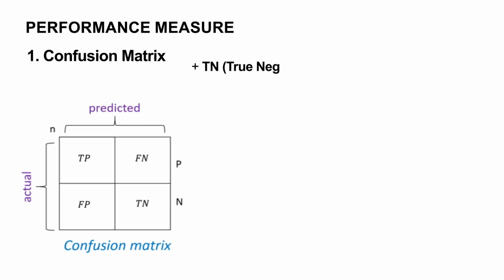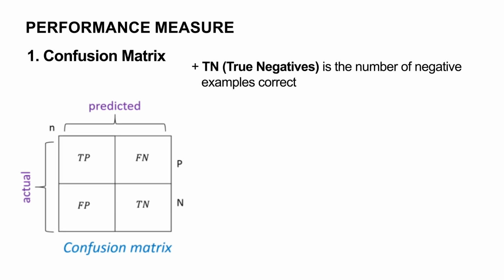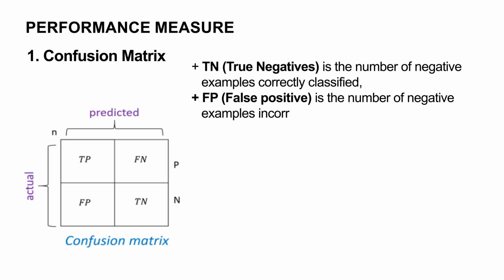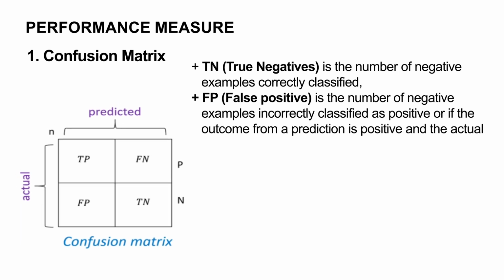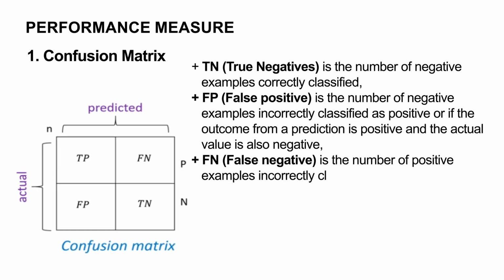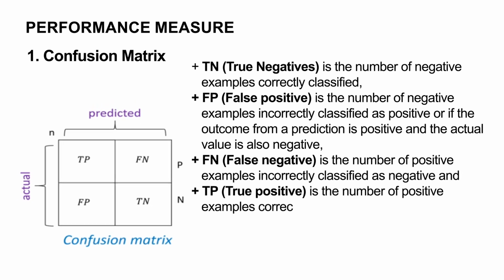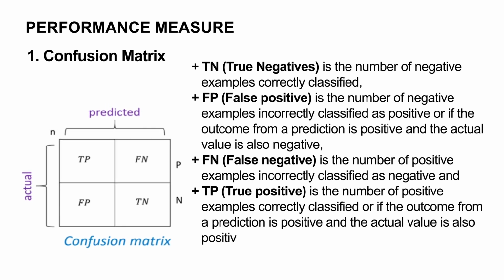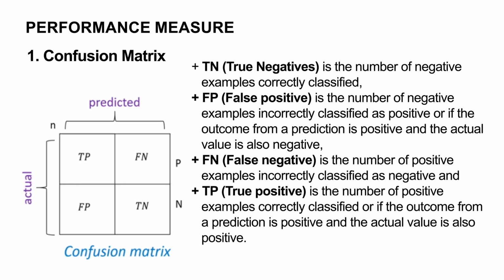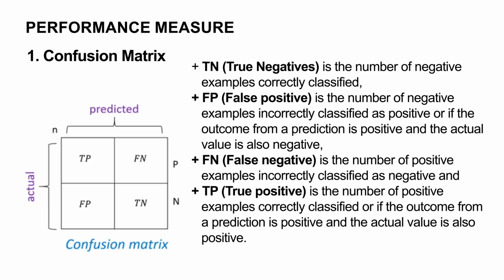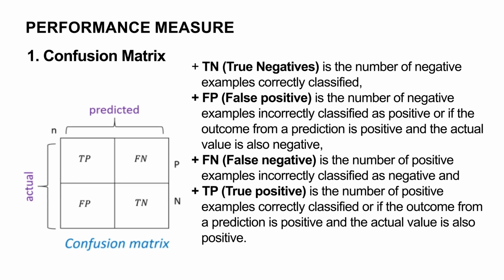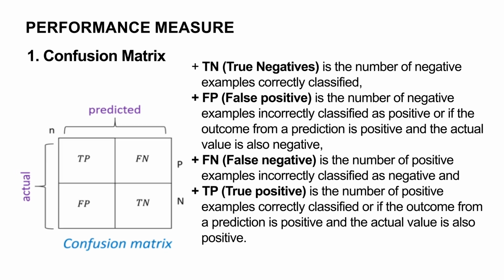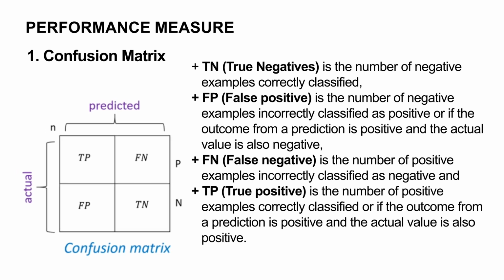TN, true negatives, is the number of negative examples correctly classified. FP, false positive, is the number of negative examples incorrectly classified as positive, or if the outcome from a prediction is positive and the actual value is negative. FN, false negative, is the number of positive examples incorrectly classified as negative, and TP, true positive, is the number of positive examples correctly classified, or if the outcome from a prediction is positive and the actual value is also positive.